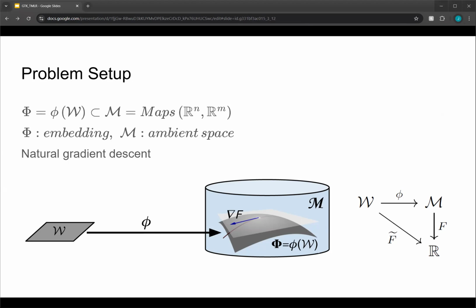For the purpose of supervised learning, a simple strategy is to directly do gradient descent on the parameter space W following the gradient of F tilde. However, for natural gradient, we care about the actual gradient direction on parameterized function space big Phi. Following this diagram, first, some gradient of F has to be computed on the tangent space of big Phi. Then this gradient will be pulled back to the parameter space W to get the natural gradient.